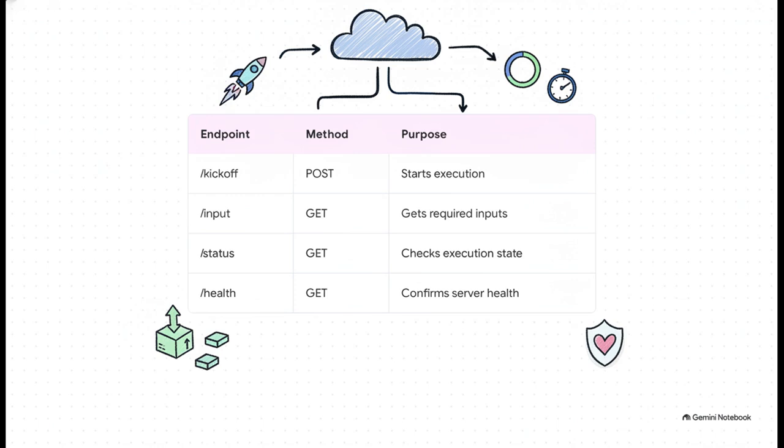Now, because execution takes time, it hands you back an execution ID. You can then use the status get route, pass in that ID, and check if the crew is still processing or if it's finished. The input route is great because it tells front-end developers exactly what variables the crew needs to even start. And health? That simply confirms your server container is alive and kicking without crashing.